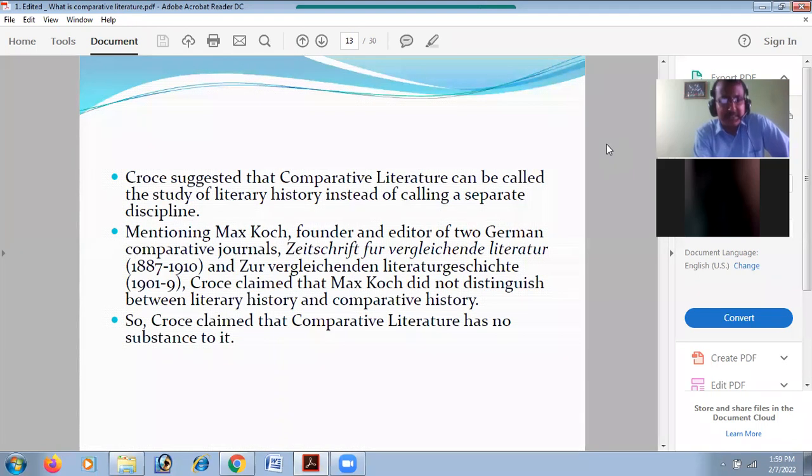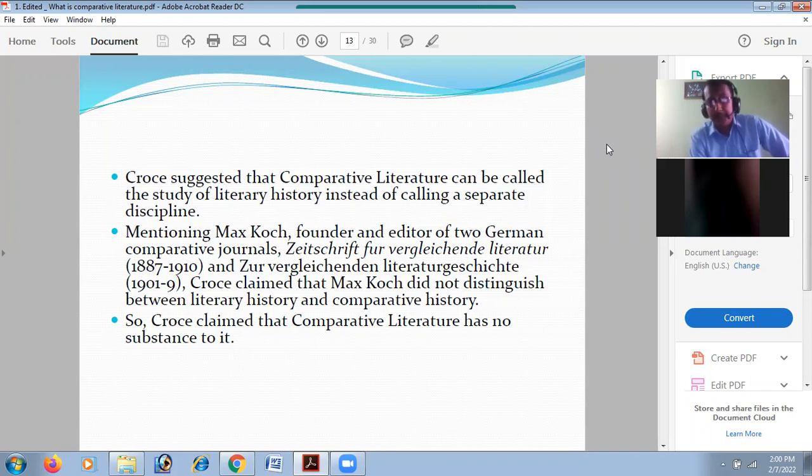co-founder, another researcher. His name is Max Koch, founder and editor of two German comparative journals. Their names are very tough to pronounce in the German language. One was published from 1887 to 1910, and another from 1901 to 1909. So quoting Max Koch, Croce claimed that Max Koch didn't distinguish between literary history and comparative history.